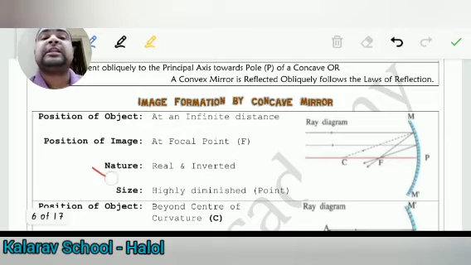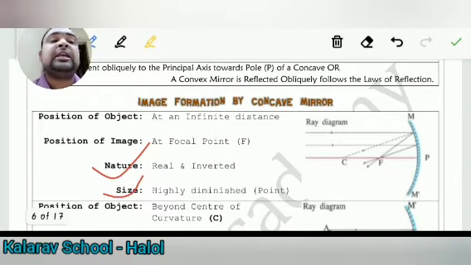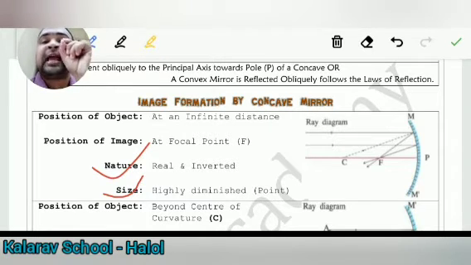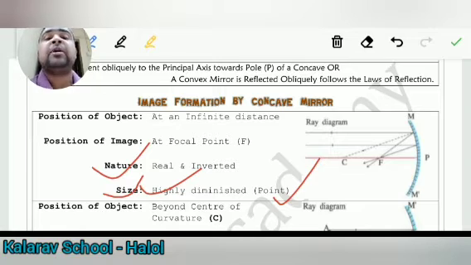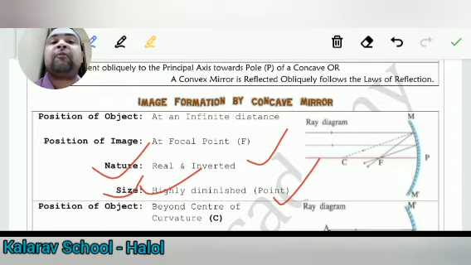Okay, now the nature is clear. Now size: here all the parallel rays after the reflection meet at only one point, so you will get the image like a point. That's why its size is point like, and a point is highly diminished. So this is the first ray diagram. If you place the object at an infinite distance, then its image will be formed at the principal focus. The nature of the image will be real and inverted, and it is highly diminished, otherwise point like.